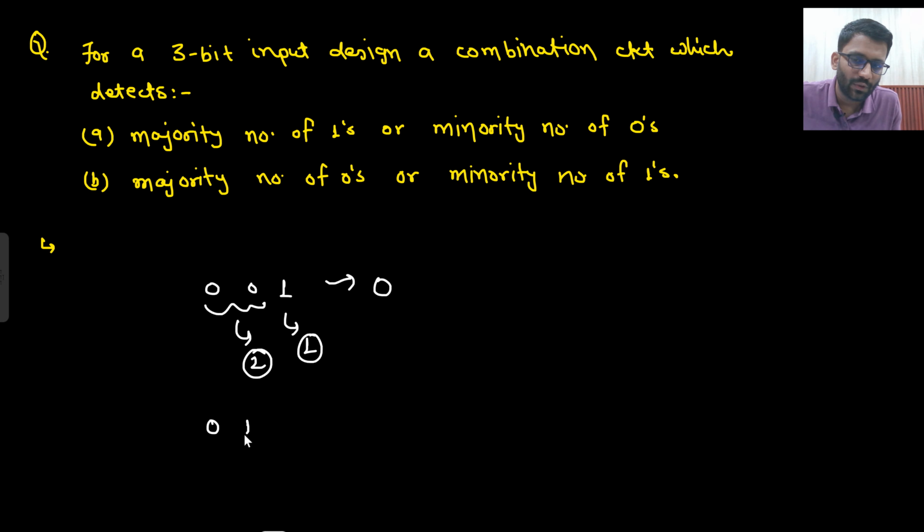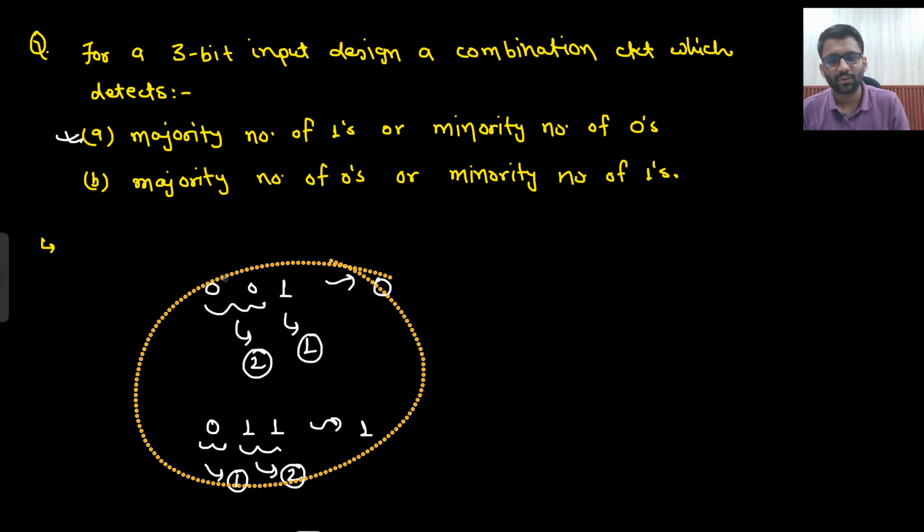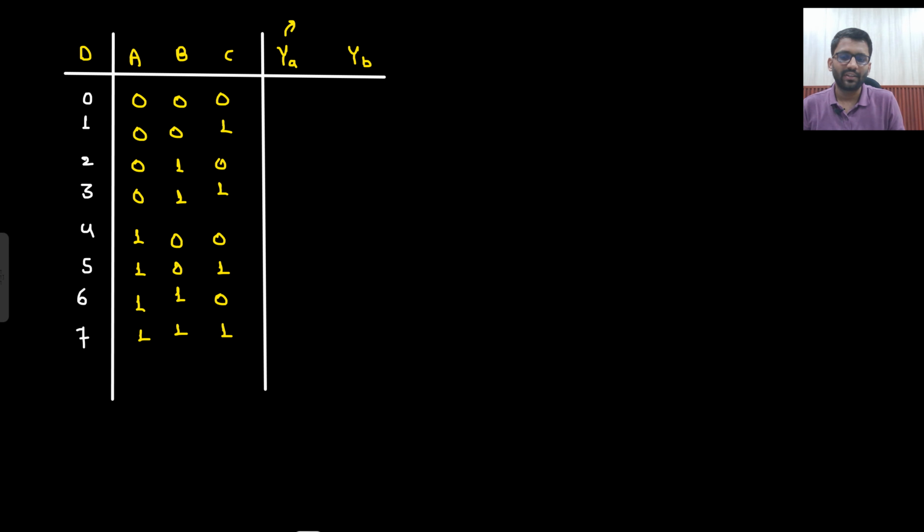If my input is 0, 1, 1, then 1 bit is coming 2 times and 0 bit is coming 1 time. That means my output will be 1. So this is the meaning of question A. Question B is just opposite of that, right? Majority number of zeros, that means minority number of 1. Are you getting this point? So let's write down all the possible conditions. This could be the possible condition.